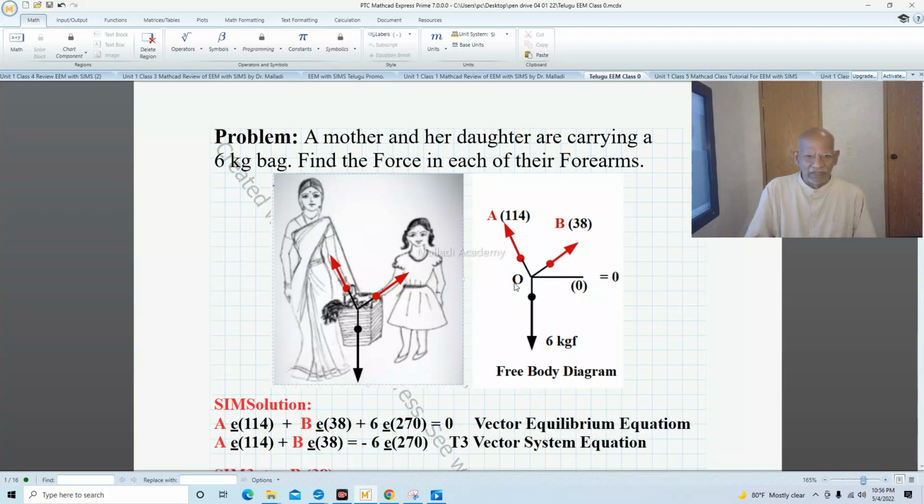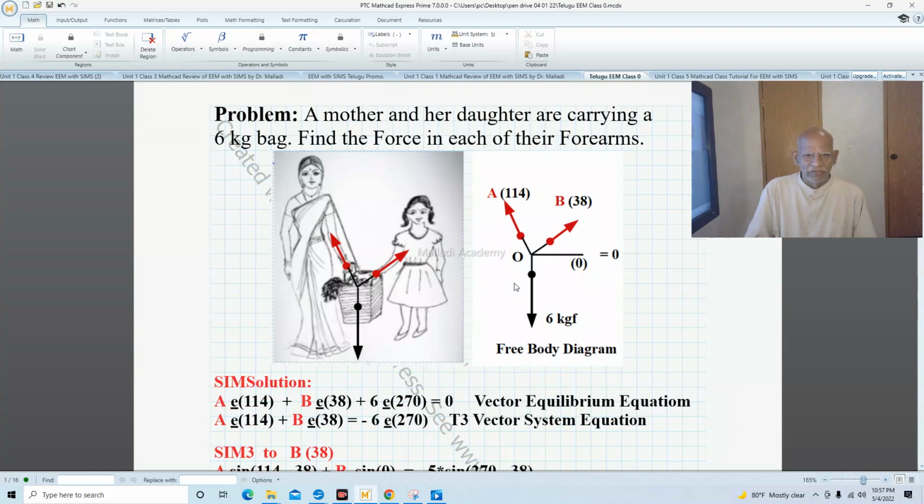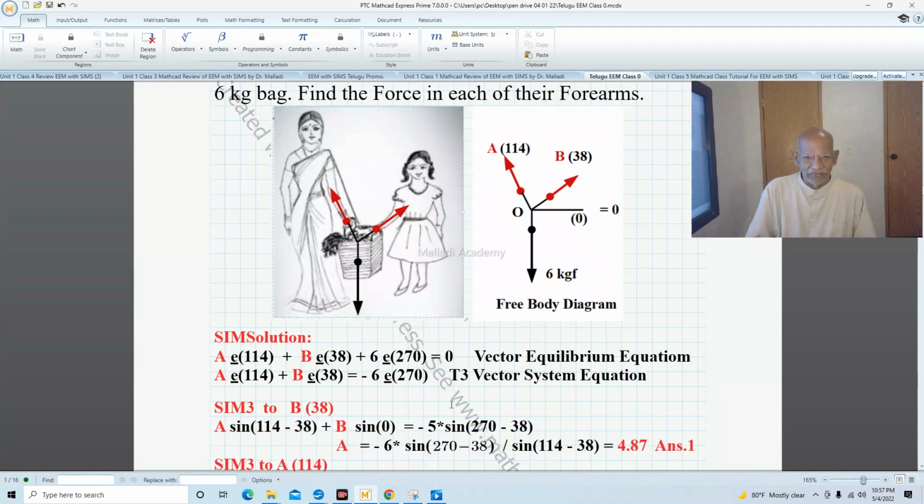Now, for the solution, we first write the vector equilibrium equation. That means I add all the vectors vectorially, A plus B plus the weight equal to 0. Now, I can rearrange this in a more useful way to solve the problem. This vector equation is type 3 because there are 2 magnitudes unknown. We will discuss them in more detail in future lectures.